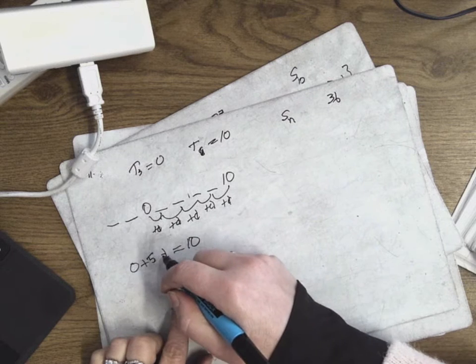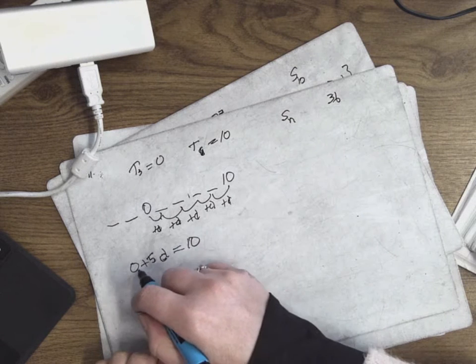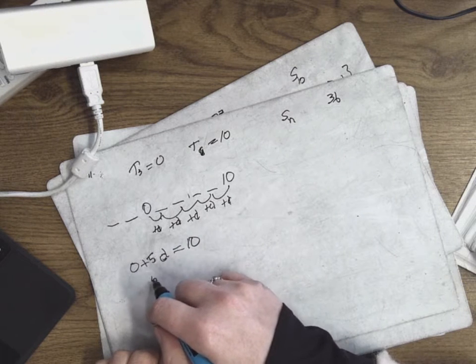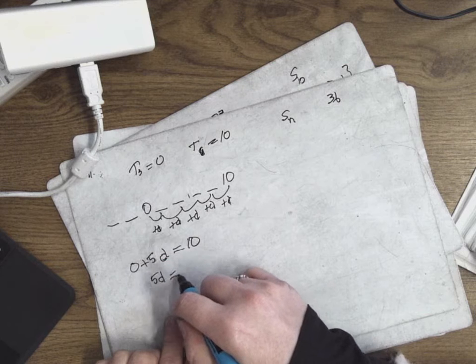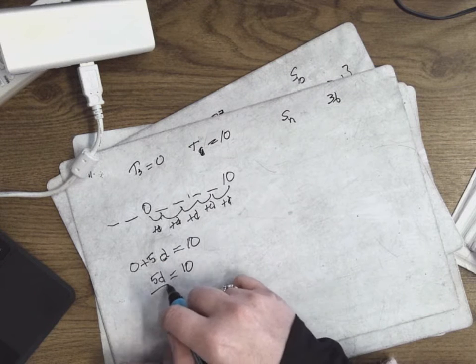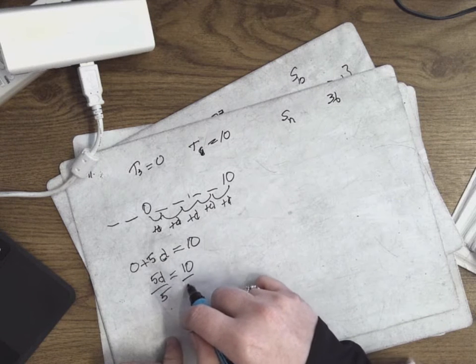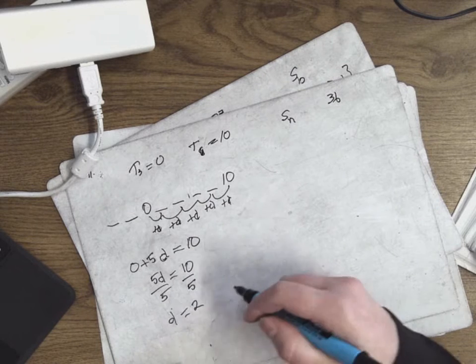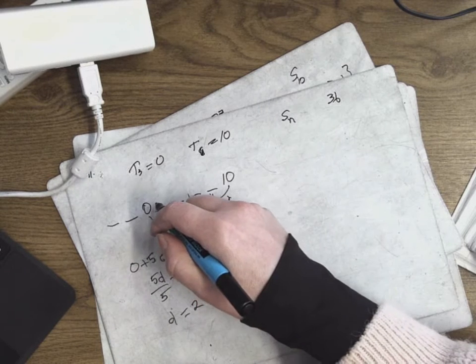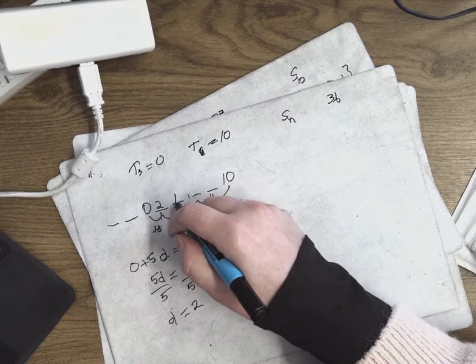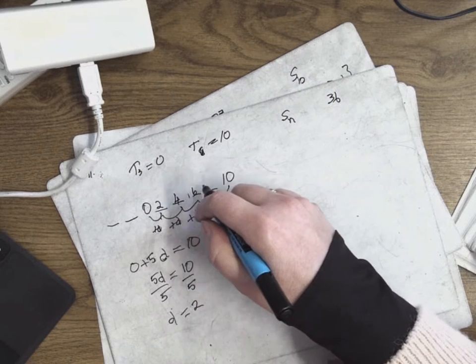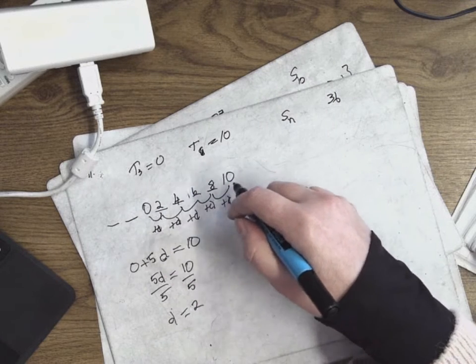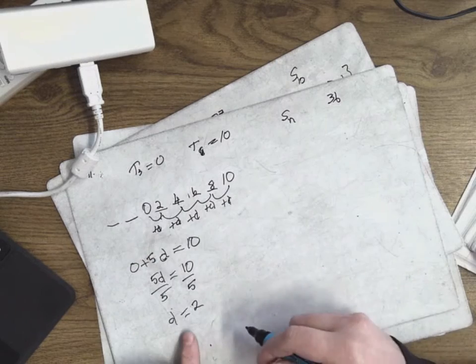Right, Ds on one side, numbers on the other. So you can drop the 0, that means nothing. So you get 5D equals 10, and you divide each side by 5, and you get D is equal to 2. So that means you're adding on 2 each time. Check your answer: add on 2, add on 2, add on 2, add on 2, and add on 2, and I end up at 10. Right? So I know I'm right.